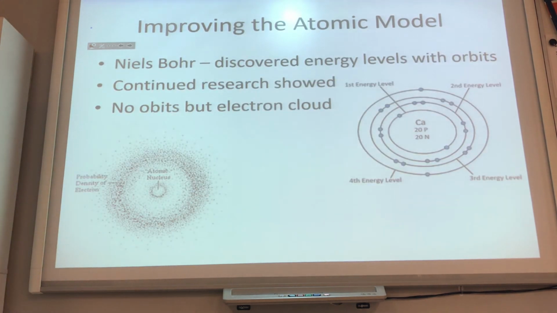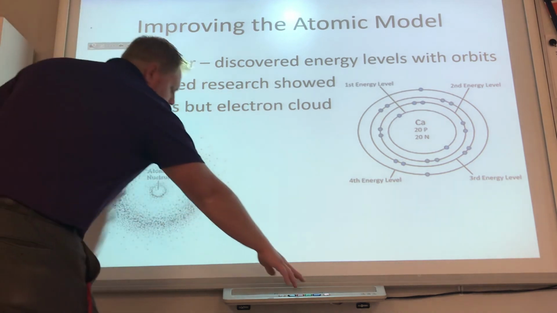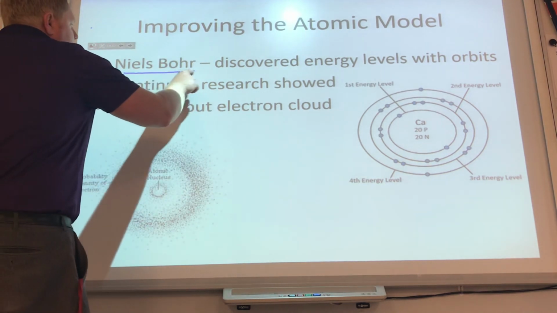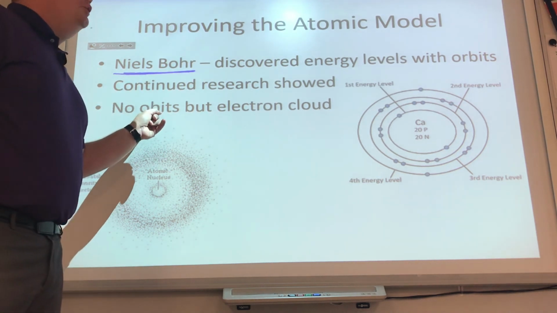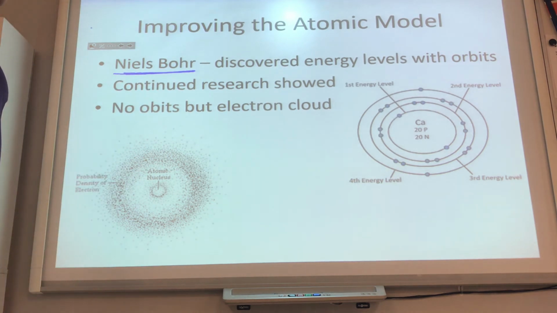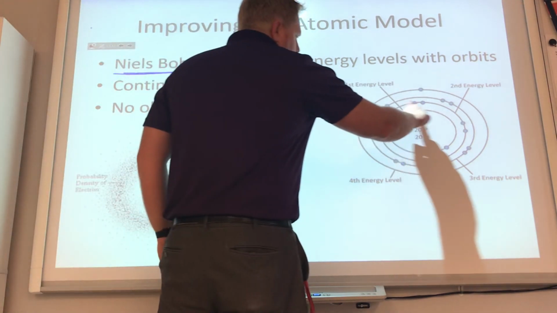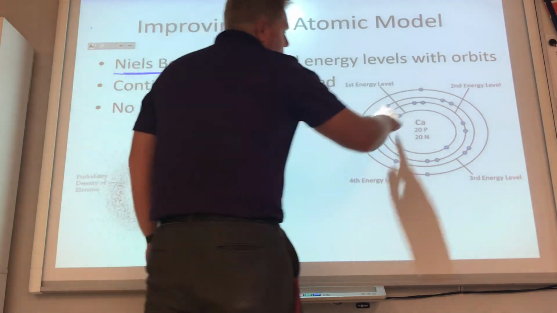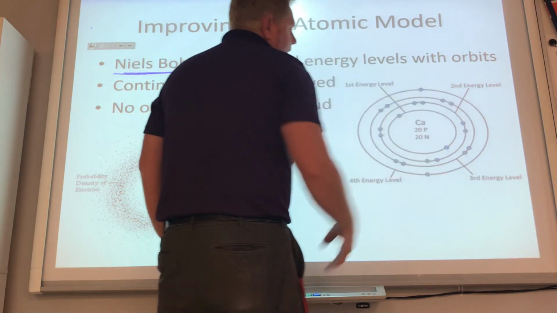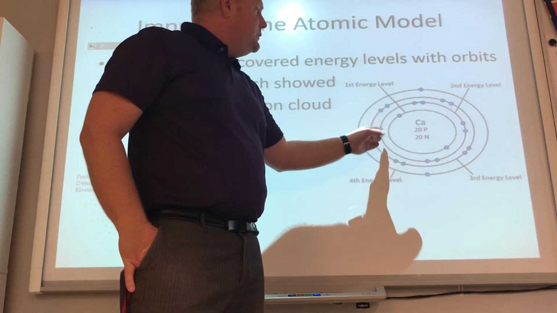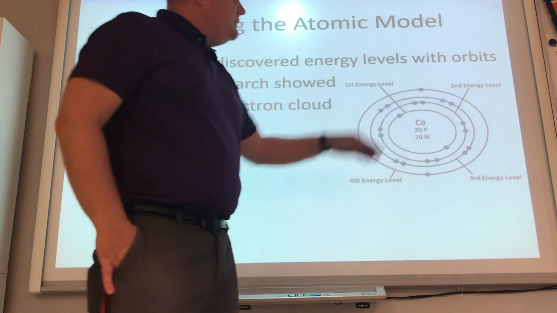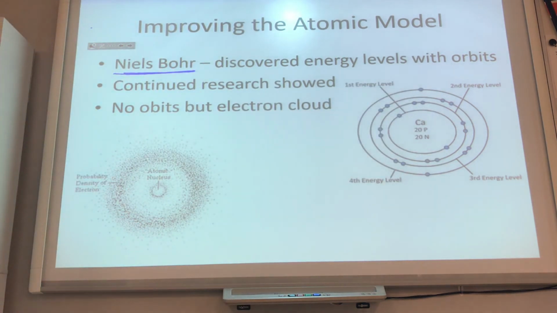Now, improving the atomic model. Another scientist just comes up. We have Niels Bohr. Right? He discovered energy levels with orbits. Continued research showed no orbits, but electron cloud. So he's thinking, oh, there's an orbit they go around, kind of like the planets. And then another orbit, and another orbit, and another orbit. All right? So once they fill the first energy level with 2, then they go to 8 for the second one. Once that 8 is filled, they go to 8 for the next one. Then they go out to the next one, and there's 18 there. That actually wasn't the case.